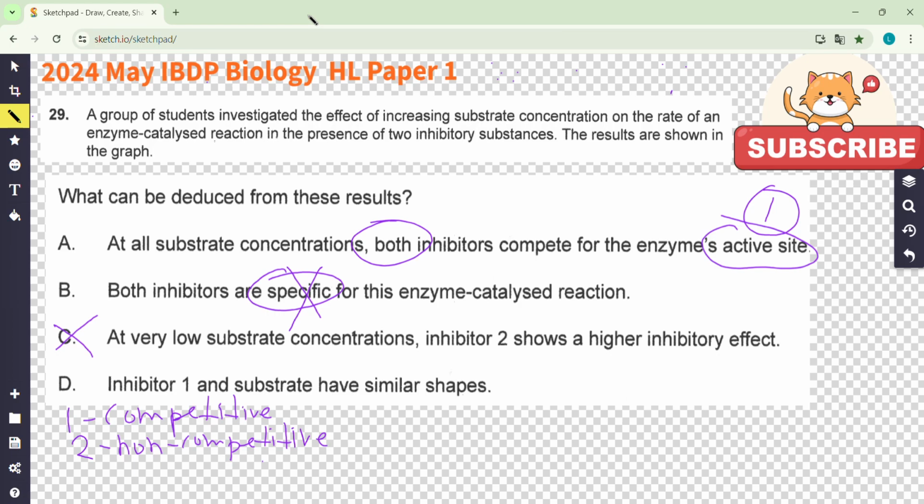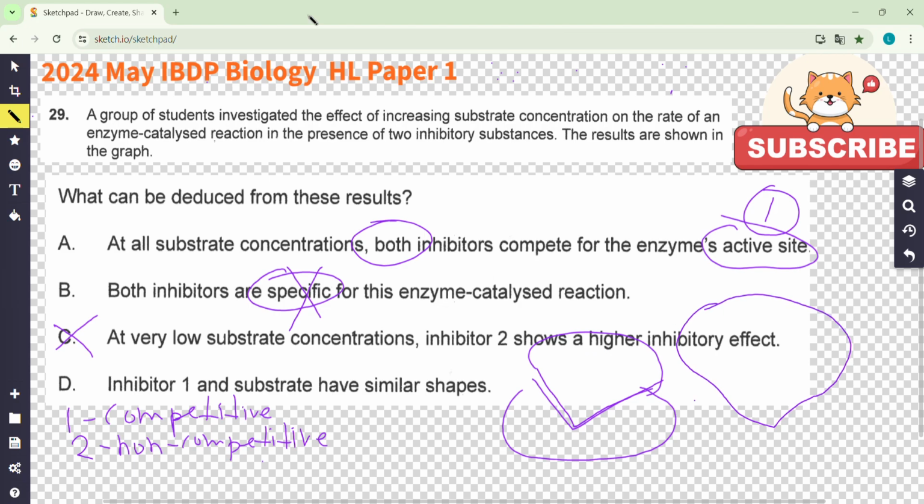Inhibitor 1 and substrate have similar shape. Ah, active sites, right? Remember, active sites. At the active site, the shapes have to be similar, right? The inhibitor and the enzyme have to have the same shape, right? The shape, similar. And then they can be inhibited, right? At least at the active sites, okay? They have to have a similar shape.